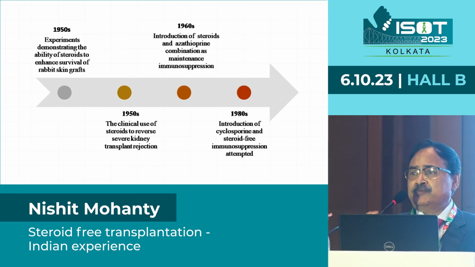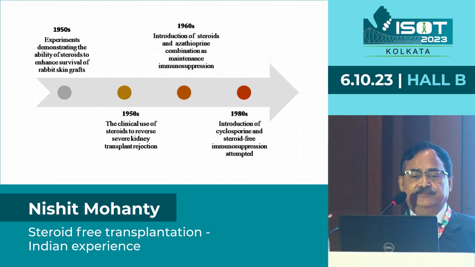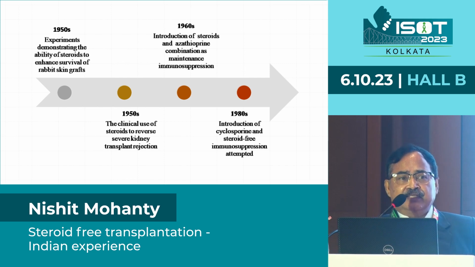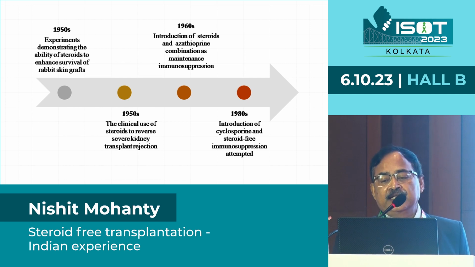Corticosteroid was first demonstrated to be effective in enhancing survival of rabbit skin grafts in the 1950s. In the same 1950s, the clinical use of steroids to reverse severe kidney transplant rejection was established. Then from the 1960s, the combination of steroids and azathioprine as maintenance immunosuppression was established. But by the 80s, cyclosporine came into the picture. By that time, a lot of complications of steroids had come to light.